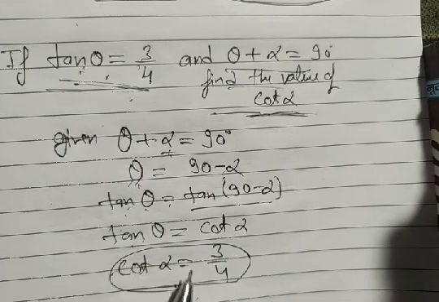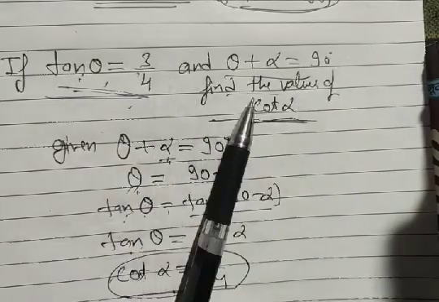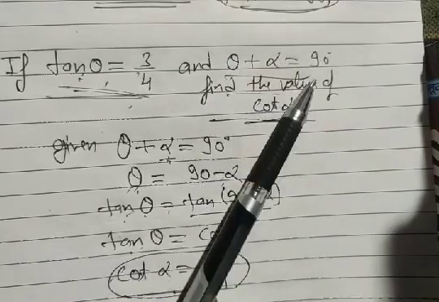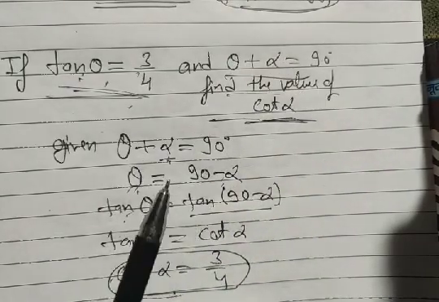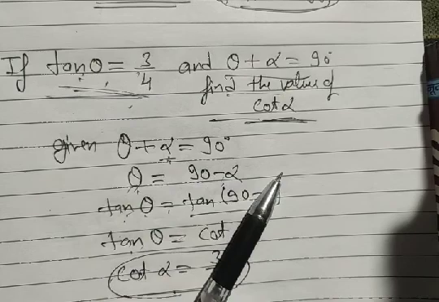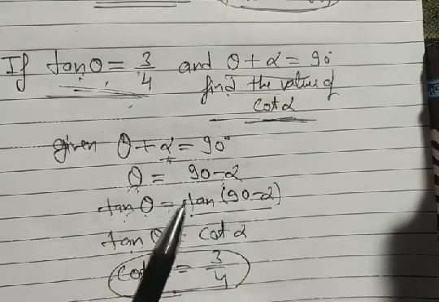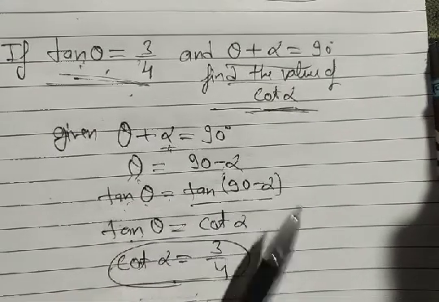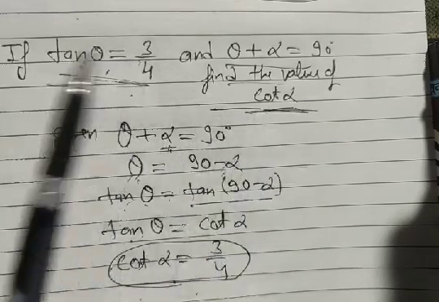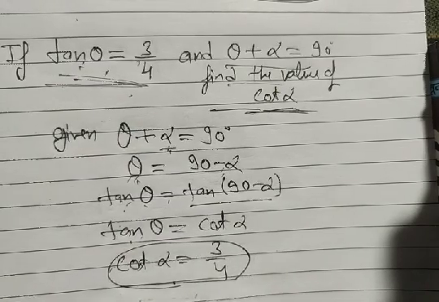I am going to repeat this once again. If tan theta is equal to 3 by 4 and theta plus alpha equals 90 degrees, then we have to find the value of cot alpha. We start with the given part, theta plus alpha equals 90 degrees. Then write theta equals 90 minus alpha, shifting alpha to the right hand side. Then taking tangent of both sides, we have tan theta equal to tan of 90 minus alpha. By using complementary angles, the value of tan of 90 minus alpha is cot alpha. Now tan theta is equal to cot alpha, and the value of tan theta is given. Putting the value, we get cot alpha equal to 3 by 4.